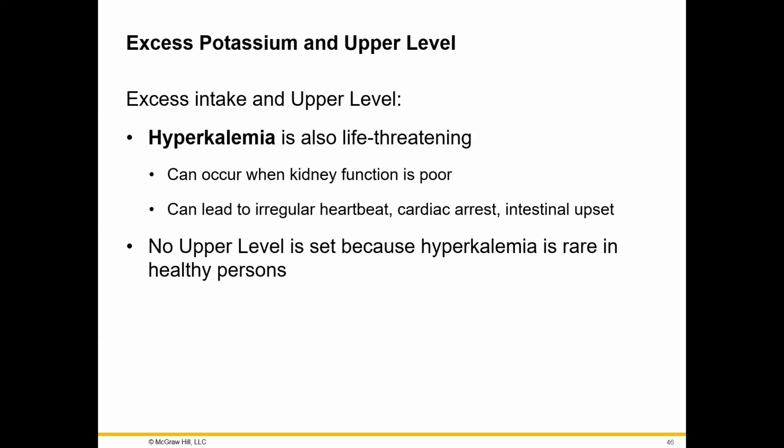Now, excessive potassium intake is called hyperkalemia, and it too can be life threatening. It's generally rare in healthy individuals, but for those individuals who might have impaired kidney function, this is a real concern.